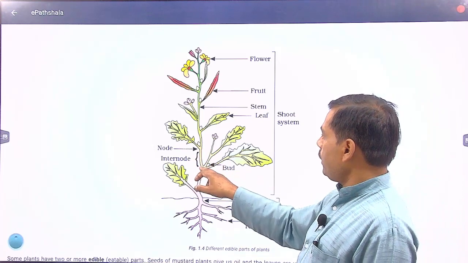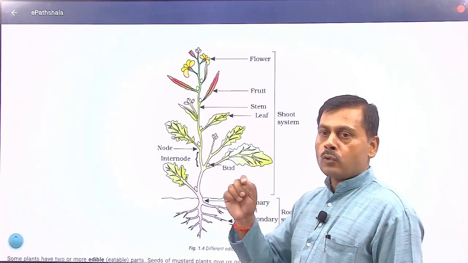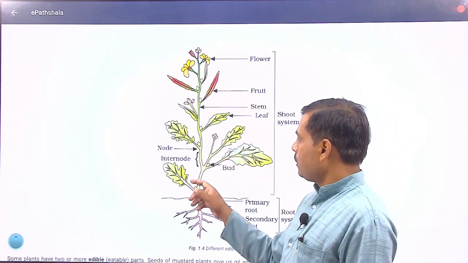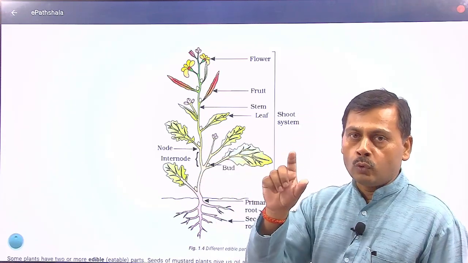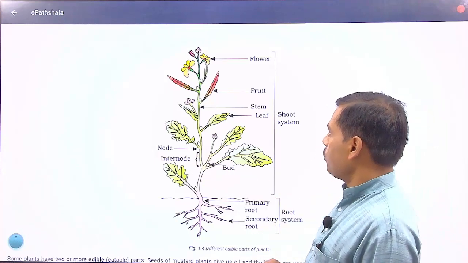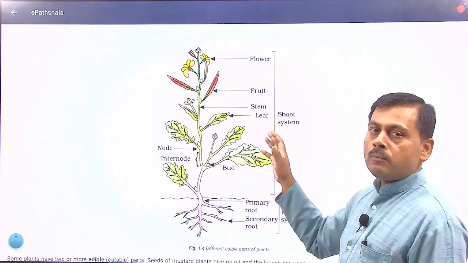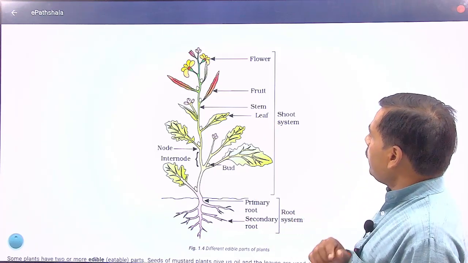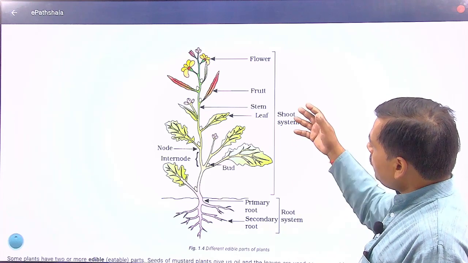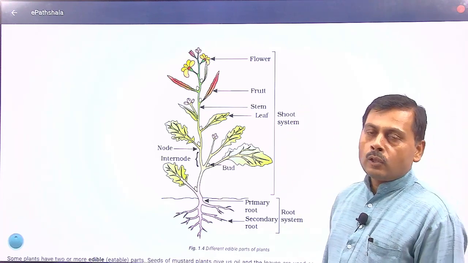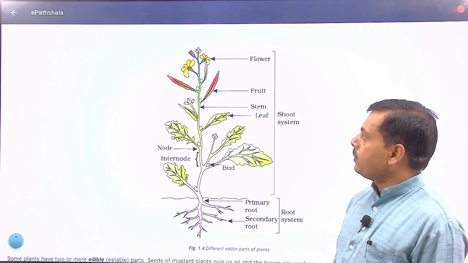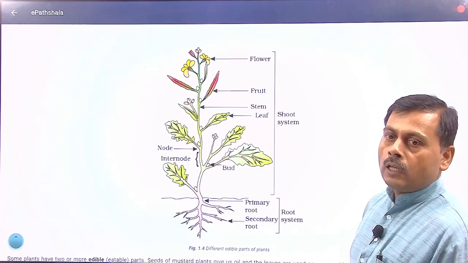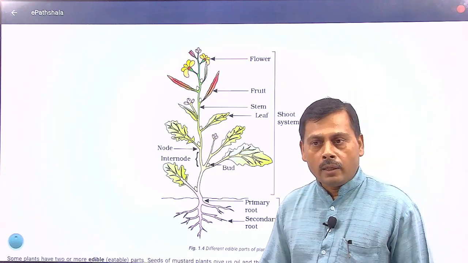Next are the node and internode. The joints found in plants are known as nodes, and the middle part between two nodes is known as an internode. These are the systems found in plants. Now we will see which parts of the plant are eaten by us. The first one is the leaf. Leaf is also eaten by us.